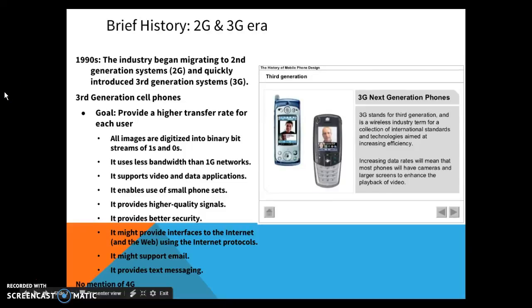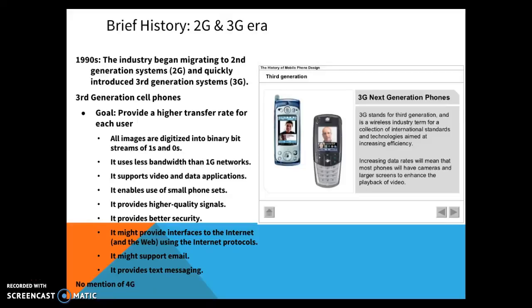The second and third G era. In the 1990s, the industry began migrating to second generation systems, that's 2G, and quickly introduced third generation systems, that's 3G. With third generation cell phones, the goal was to provide a higher transfer rate for each user. All images are digitized into binary bit streams of ones and zeros. It uses less bandwidth than 1G networks. At the time of the 3G generation, 1G networks were pretty much obsolete.